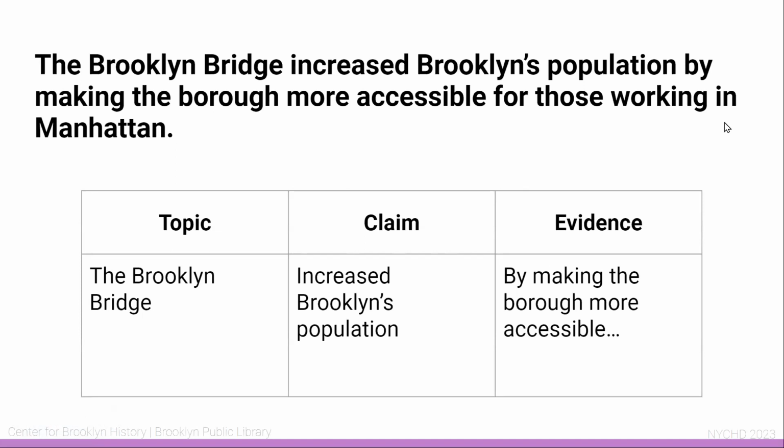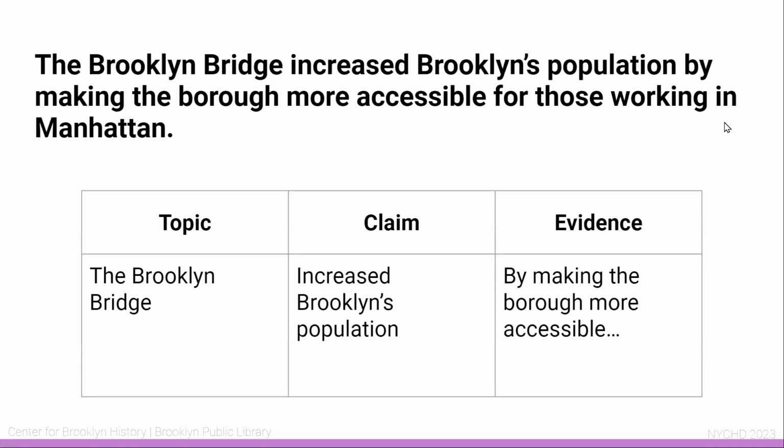working in Manhattan. So the topic, we know, was the Brooklyn Bridge. The claim, it increased Brooklyn's population. They have evidence by making the borough more accessible.